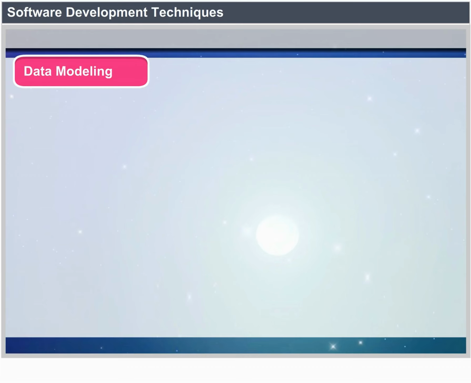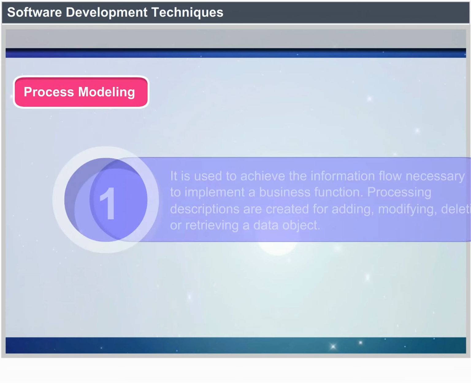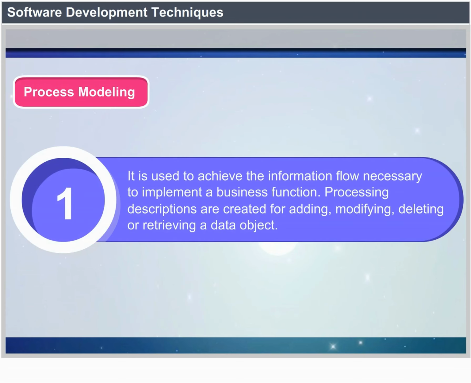Data modeling. The information flow is refined into a set of data objects. Attributes of each object are identified and the relationships between these objects are defined. Process modeling. To achieve the information flow necessary to implement a business function, processing descriptions are created for adding, modifying, deleting, or retrieving a data object.